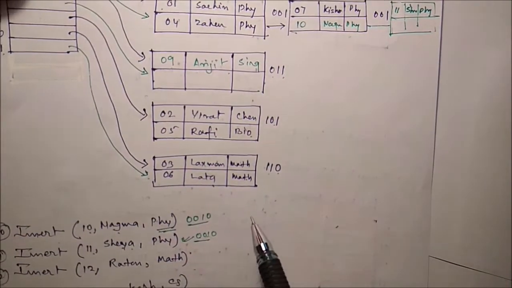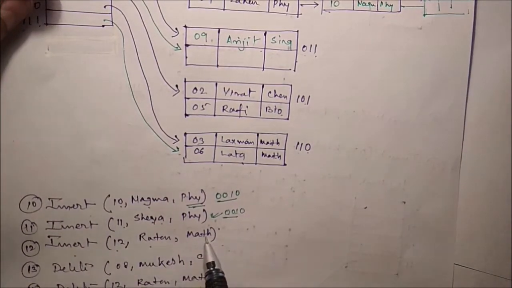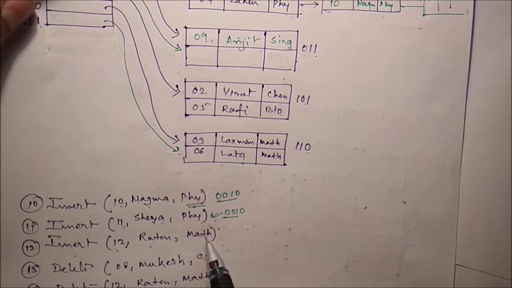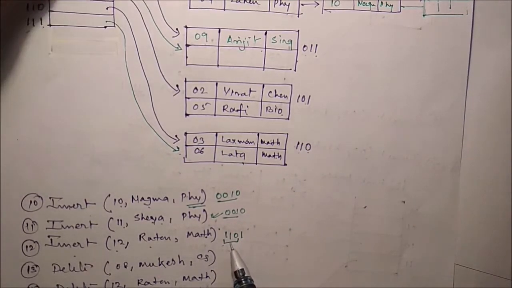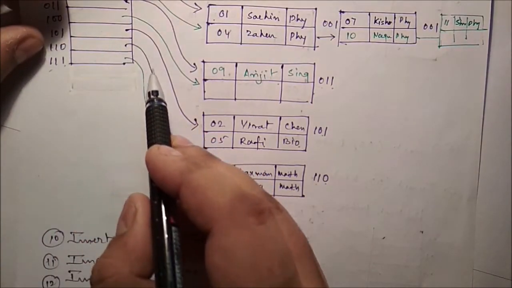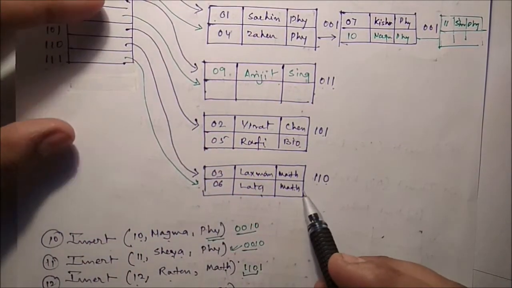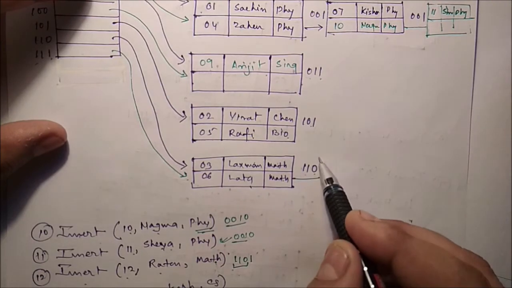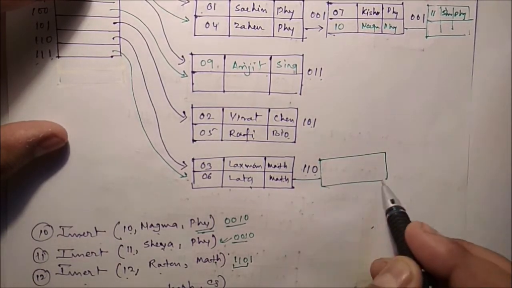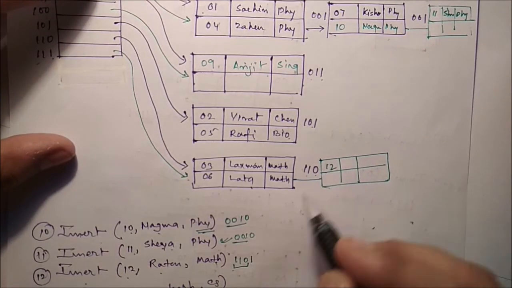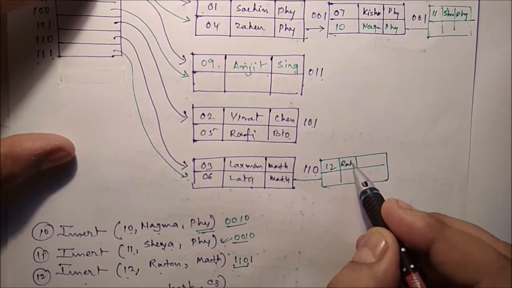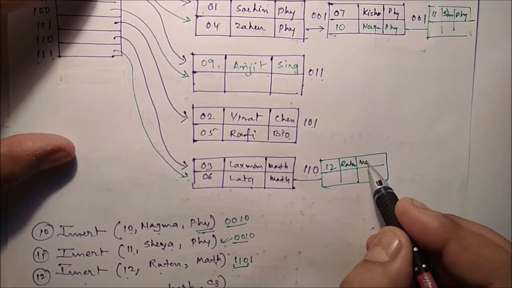Okay, next is insert 12, Ratan, maths. So for mathematics the code is, the first 4 digits, 1101. We have to take the first 3 digits, so 110. We have to see this particular bucket. Now if it is full, what we have to do? We have to create one more bucket, and here you have to store roll number 12, Ratan, and the subject is mathematics.